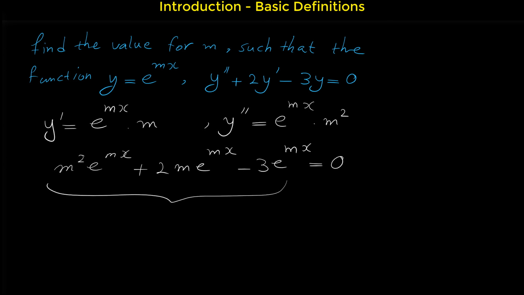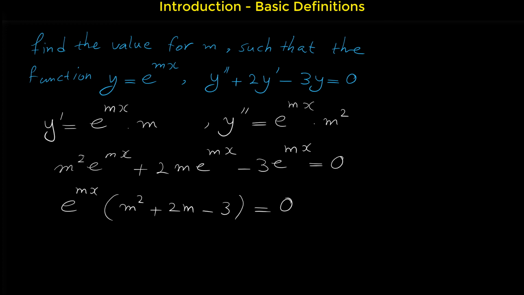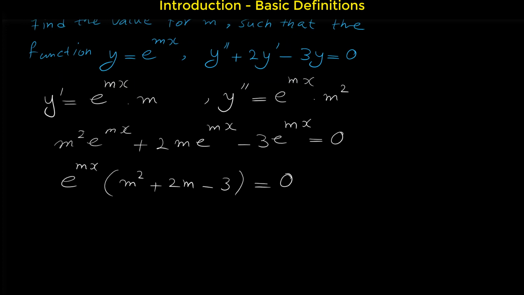For solving this equation, note that this is a normal equation as we had in algebra. Note that e to the mx is common between these terms, so we can factor e to the mx. And then we have m squared plus 2m minus 3 equals 0. Now, note that because this times this equals 0, we have to set each of these expressions separately equal to 0.